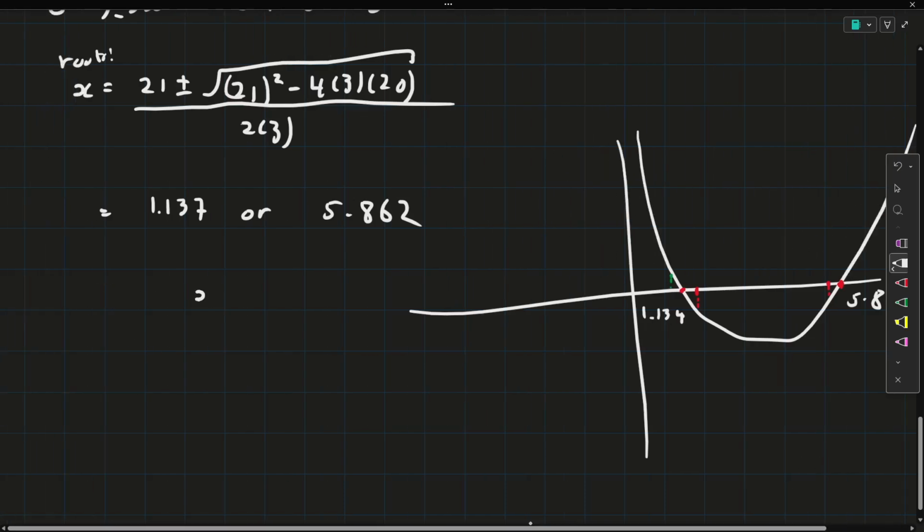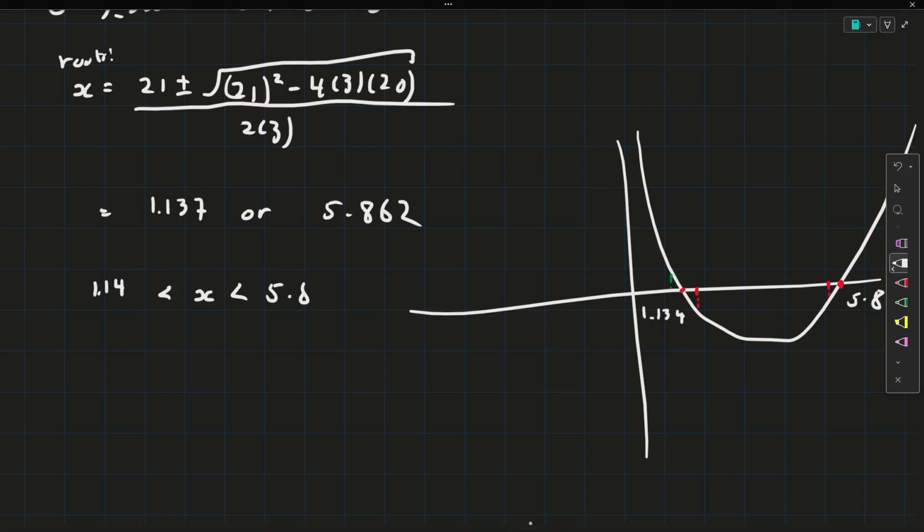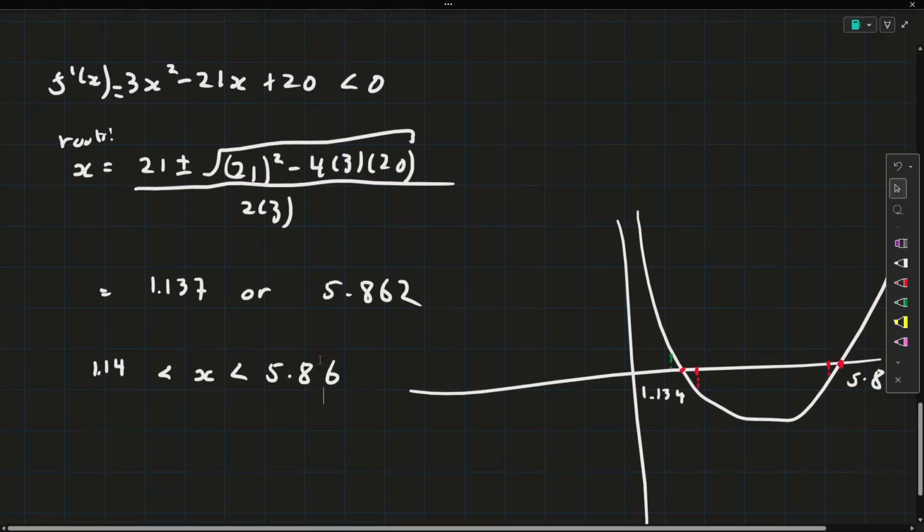So basically, you want x to be between these two values. So x will be in between 1.14 and 5.86, and that's our range of values of x.